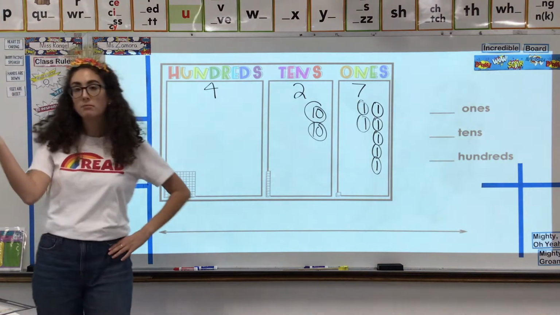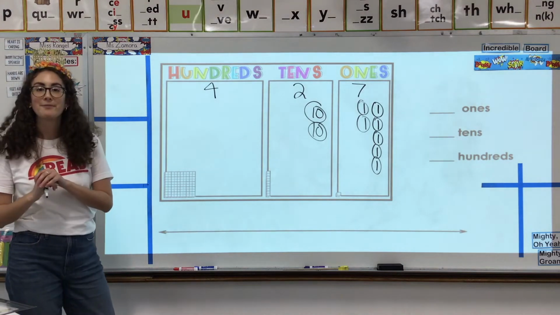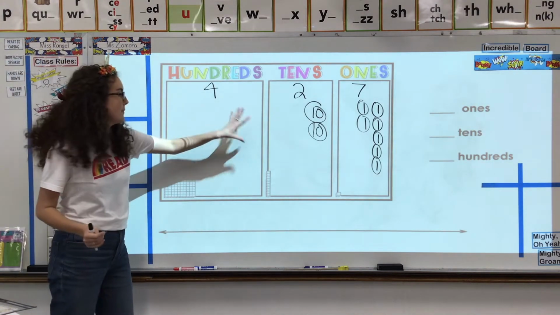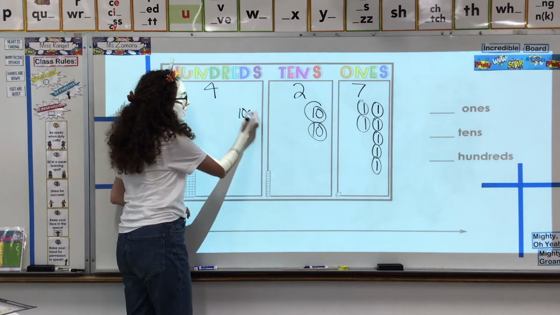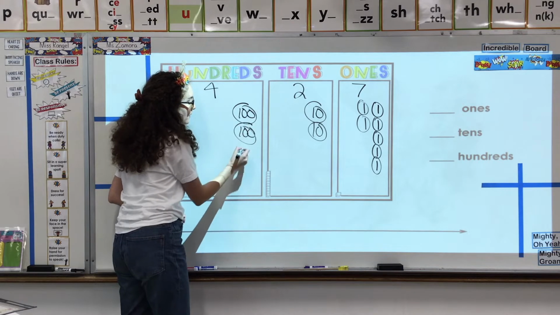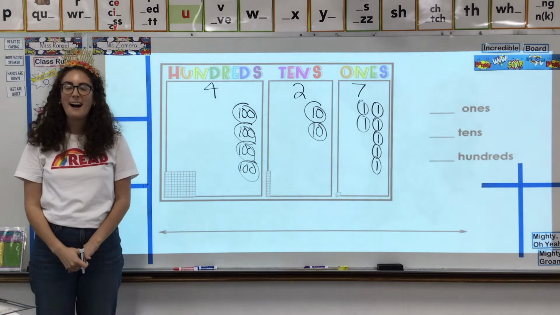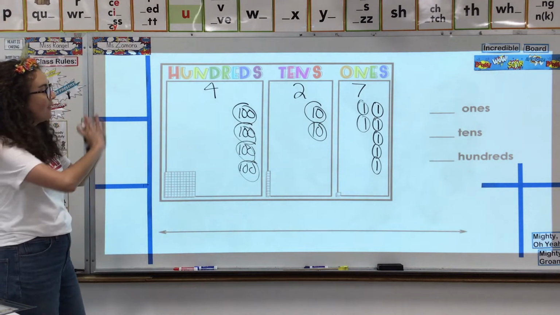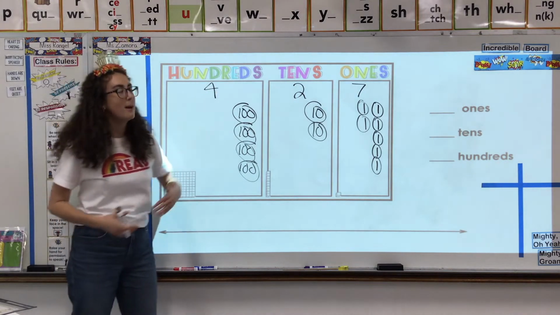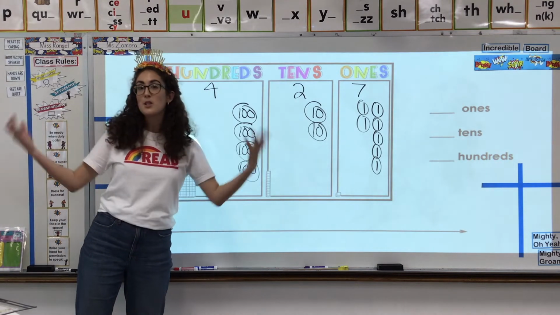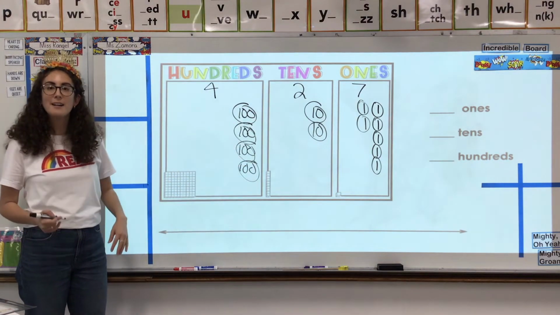What about hundreds? How many hundreds are there? What do you see? 4 hundreds, of course. Let's go ahead and draw 4 hundreds. We've got 1, 2, 3, 4. Good job. Okay, on this nice place value chart, we are able to see the value of each of these digits. So now that we've done our chart, let's draw those jumps on our number line.